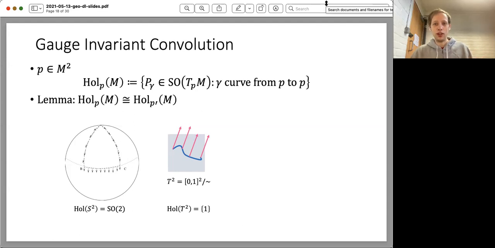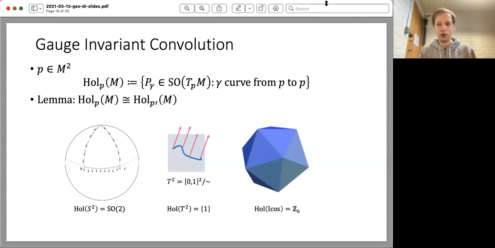if you do know it, you may think, oh, there may be no other options. If you don't know it, then of course you can imagine many other options. For example, this guy here, the icosahedron. It's not really a smooth manifold, but you can still define a holonomy, and you will find that the holonomy of this thing is Z6. So Z6 embedded in SO2 by subsequent rotations of 60 degrees.